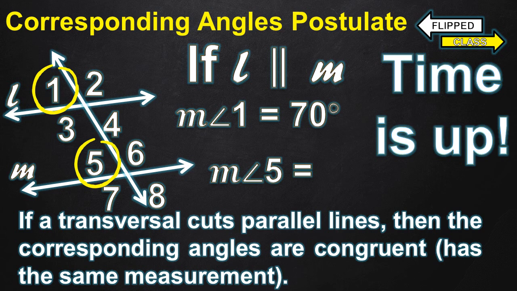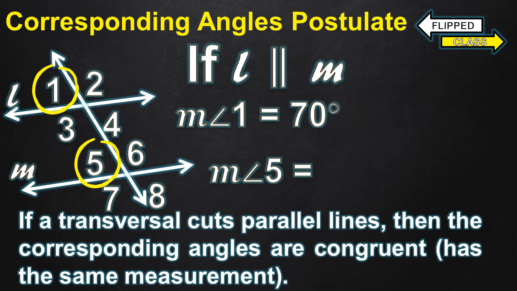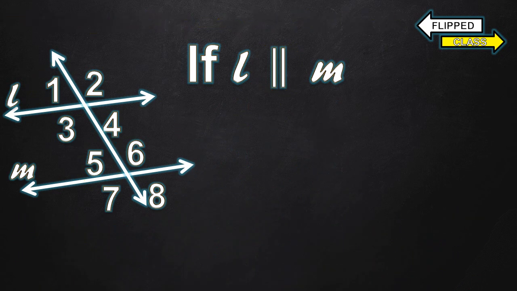Okay, time is up. Well, of course, this is a postulate. Again, postulates are statements that are accepted as true without proof. So we are going to say that this is now accepted as true. We say that the measurement of angle 5 is also 70 degrees because they must be congruent, again, only if they are parallel. If you find another pair of corresponding angles, they must be congruent because of the postulate.